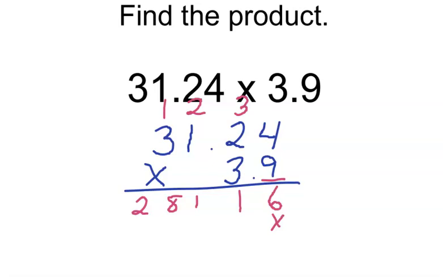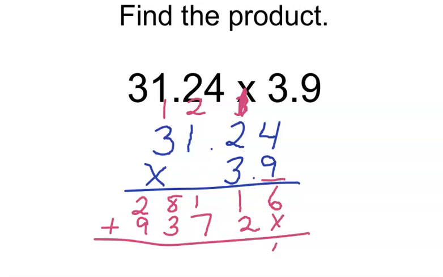Let's do the 3. 3 times 4 is 12, so we're carrying the 1. Put the 2 there. 3 times 2 is 6, plus 1 more, which is 7. 3 times 1 is just 3. And 3 times 3 is 9. Then we add these up. 6 plus nothing is 6. 2 plus 1 is 3. 7 plus 1 is 8. 8 plus 3 is 11. 9 plus 1 is 10. Plus 2 more is 12.